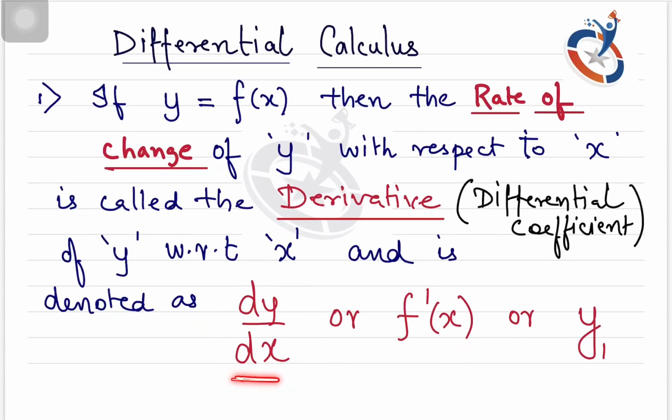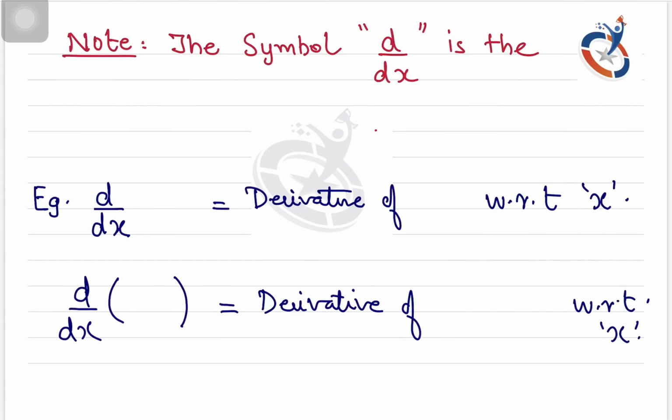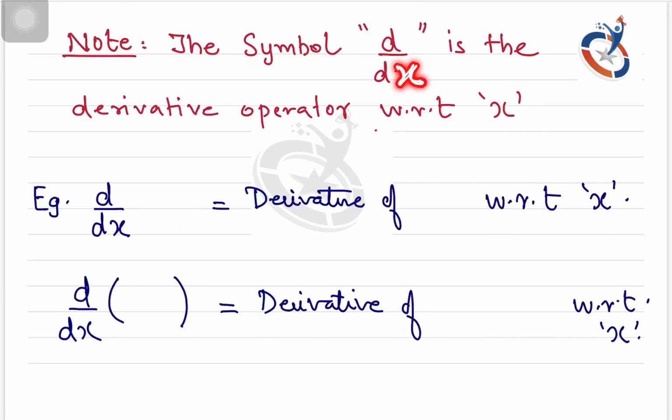Now here remember that d by dx is the derivative operator. So I made you write a note there. The symbol d by dx is called the derivative operator. Operator means when it comes, you have to operate the derivative. Derivative operator with respect to x. So when you have x here, if you have d by dx, then it's the derivative with respect to x. If you have d by dt, it's going to be derivative with respect to t.